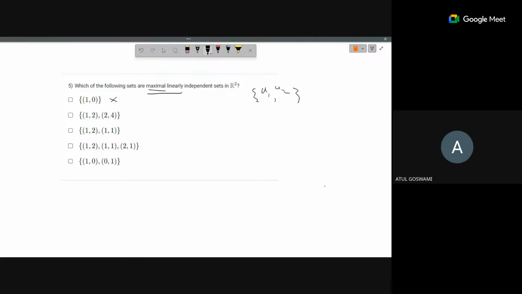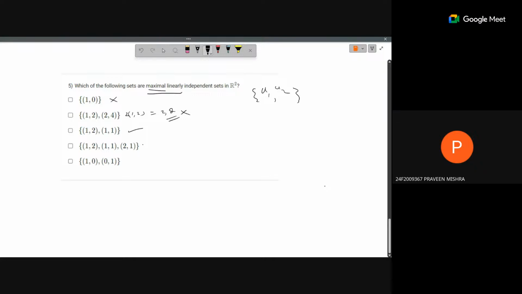What about this second option? This is not linearly independent. It's dependent, one is two times two. There are only two points, and the second vector is not. What about this? It is correct, linearly independent and also maximal.